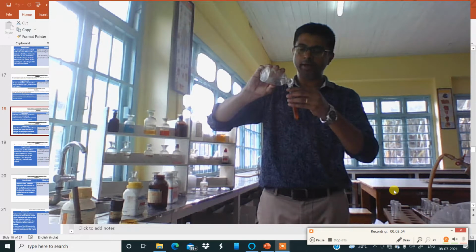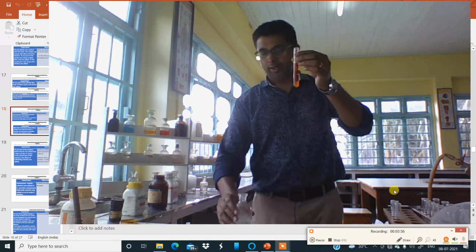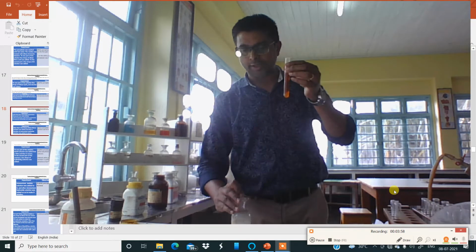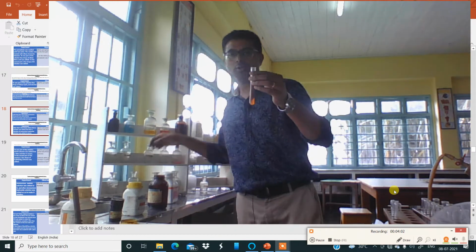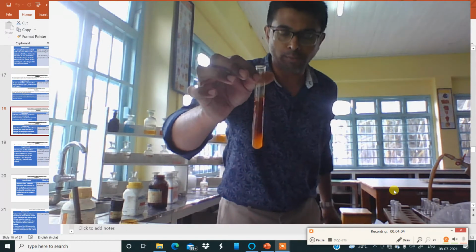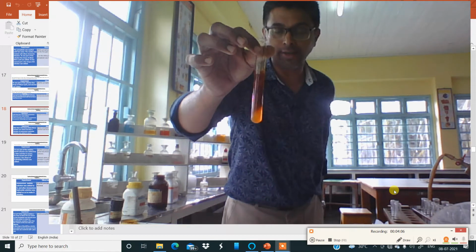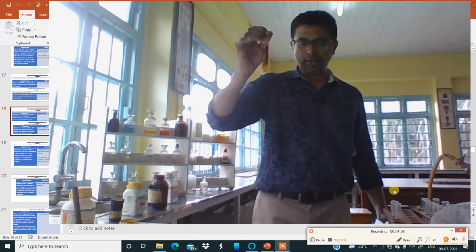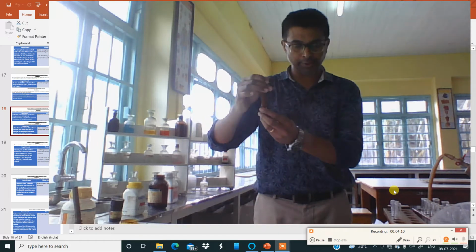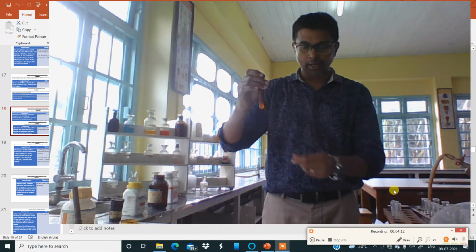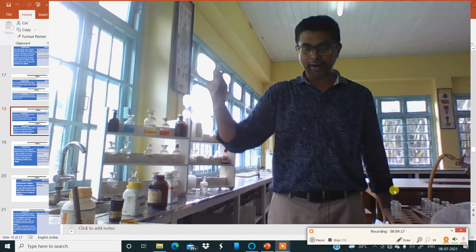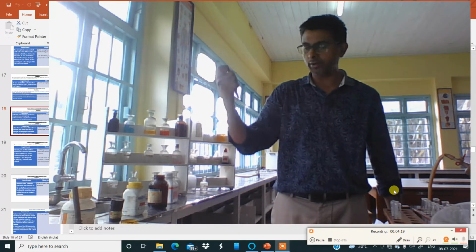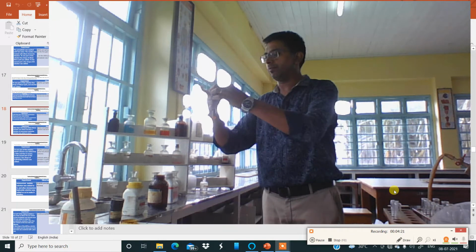So I have obtained a reddish brown precipitate containing Fe+3, iron 3 ion. You can see the reddish brown precipitate containing iron 3. Now this reddish brown precipitate must be dissolved in a minimum quantity of dilute HCl, and I will divide this into two parts.